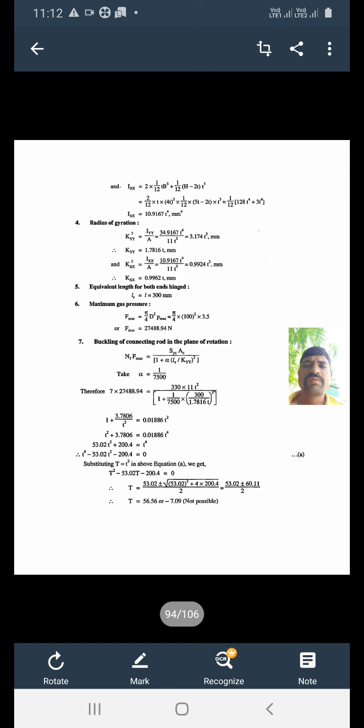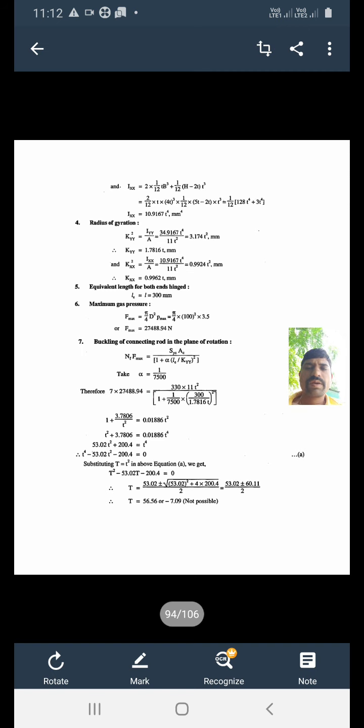Then next, the equivalent length for both ends hinged: LE is equal to 300 mm. Next, how to calculate the maximum gas force Fmax? We have seen already, area into Pmax. Area is pi by 4 D square, and Pmax, both values are given. Put in those values and you will get Fmax is equal to 27488.94 Newton.